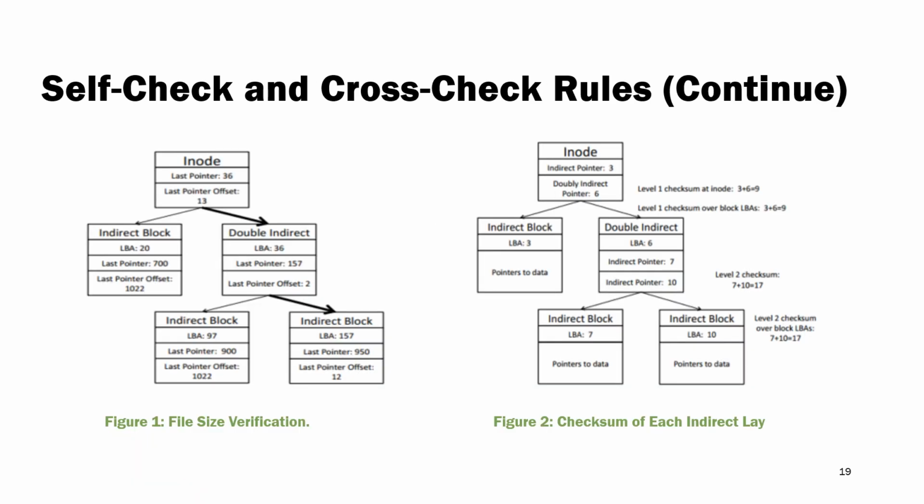Figure 1, the file size verification. We can see the logical tree structure used to verify a file size. The bold arrows indicate the path followed to retrieve and construct the final offset. Figure 2, checksum of each indirect layer. We can see how the fast checker calculates and verifies the checksum of each layer in the tree of indirect blocks. Now I'm going to the next slide.